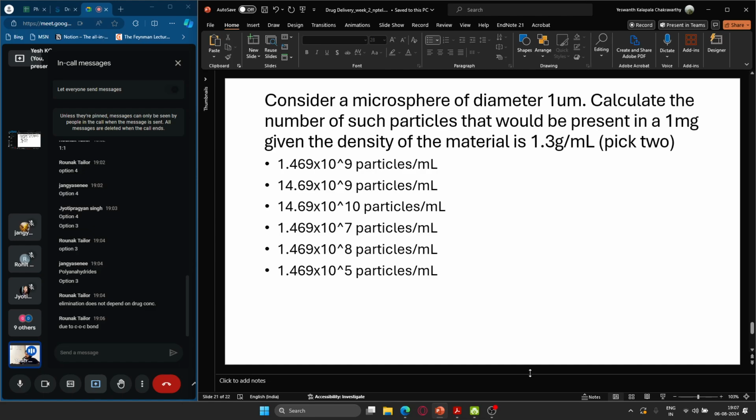Okay, I think the final question from this week is the numerical. They're asking you to consider a microsphere of diameter 1 micrometer. Now they're asking you to calculate the number of such particles, these 1 micrometer microspheres, that would be present in 1 mg, given the density of the material is 1.3 grams per ml. There are two correct answers. I'll give you guys some time to solve this, and we can discuss how to solve this and any questions you guys might have.